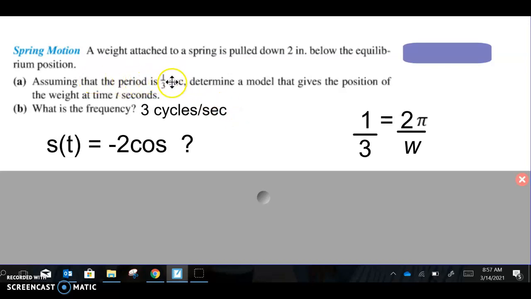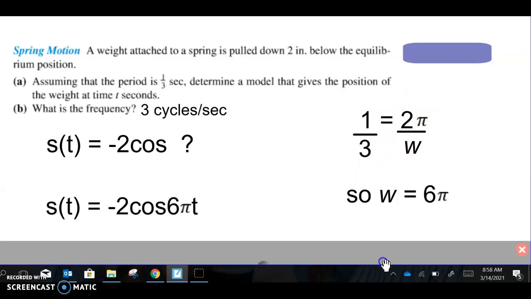The period is 1/3 of a second. It takes 1/3 of a second to get through a cycle, up, down, and back. So I need to find omega. Since the period is 1/3 and the period equals 2 pi over omega, I find omega to be 6 pi, and then I have my equation.